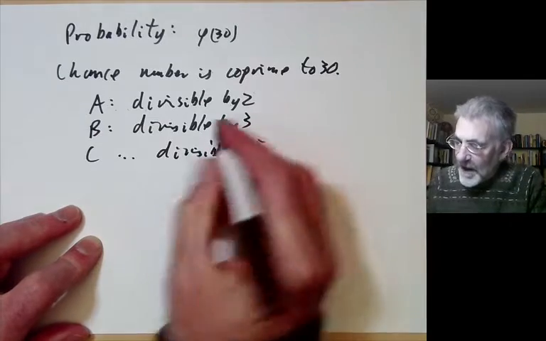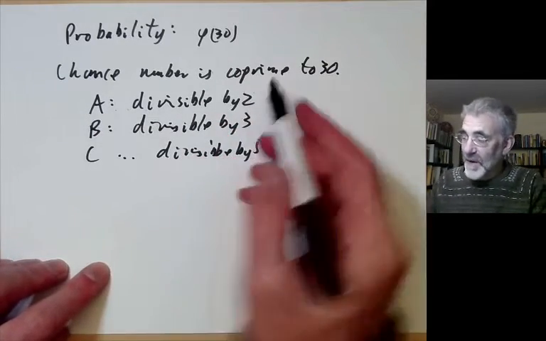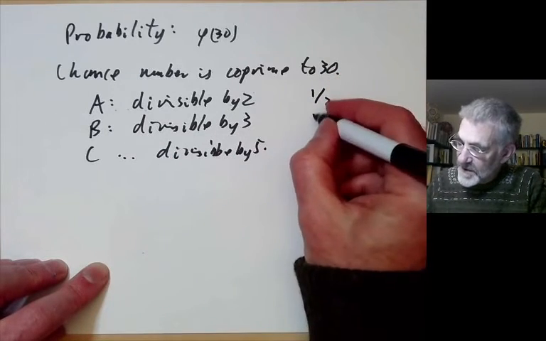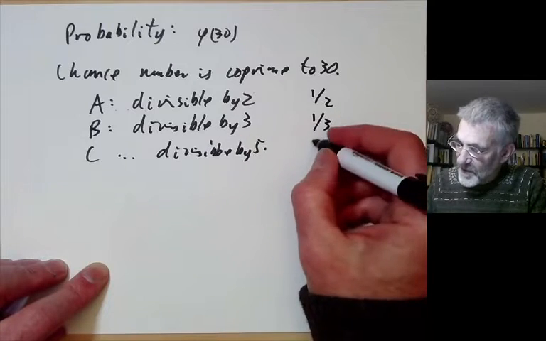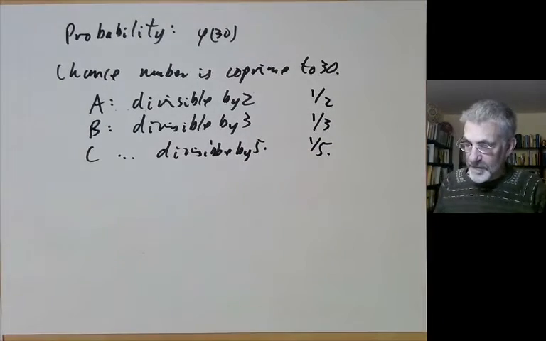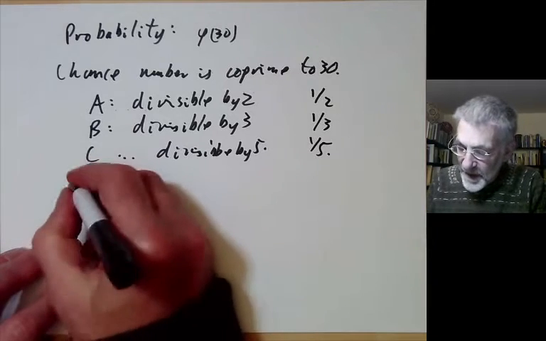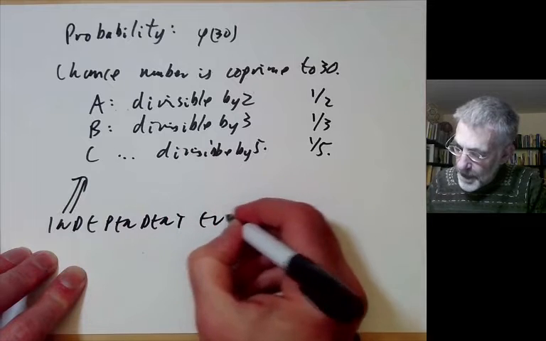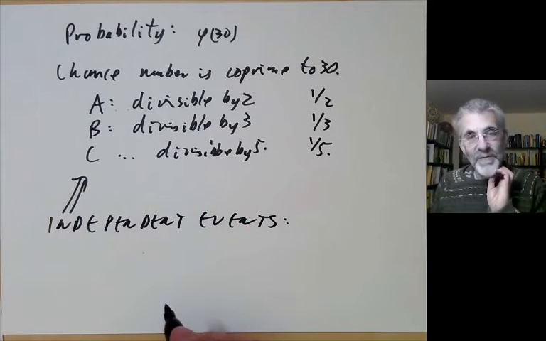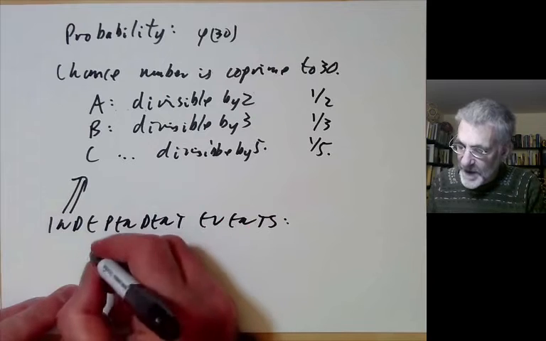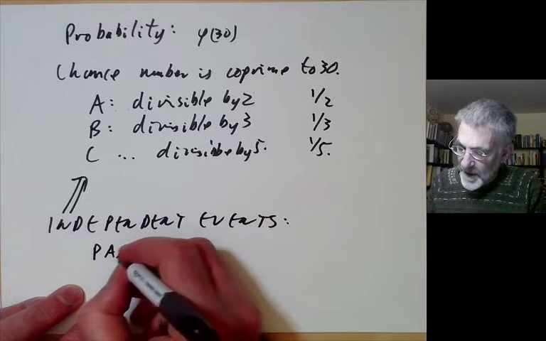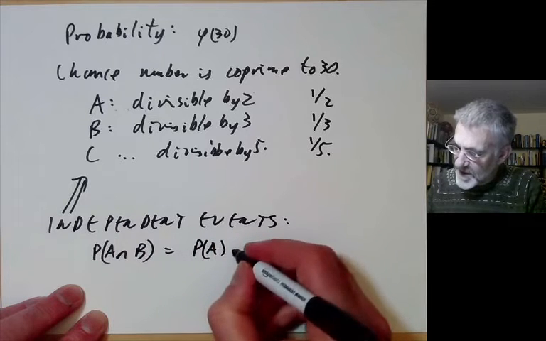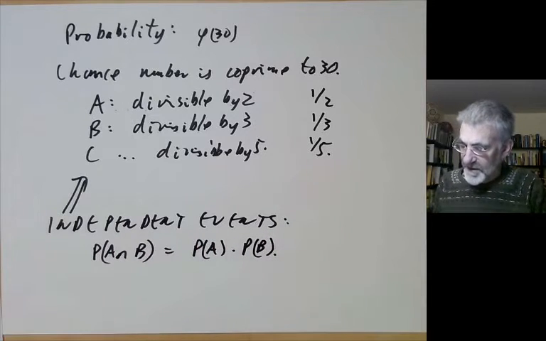And what's the probability that a number is divisible by 2? Well, that's obviously a half, and the probability it's divisible by 3 is a third, and the probability it's divisible by 5 is 1/5. And the key point is these are independent events. So in probability, two events are called independent if the probability that they both occur is equal to the probability that the first occurs times the probability that the second occurs.